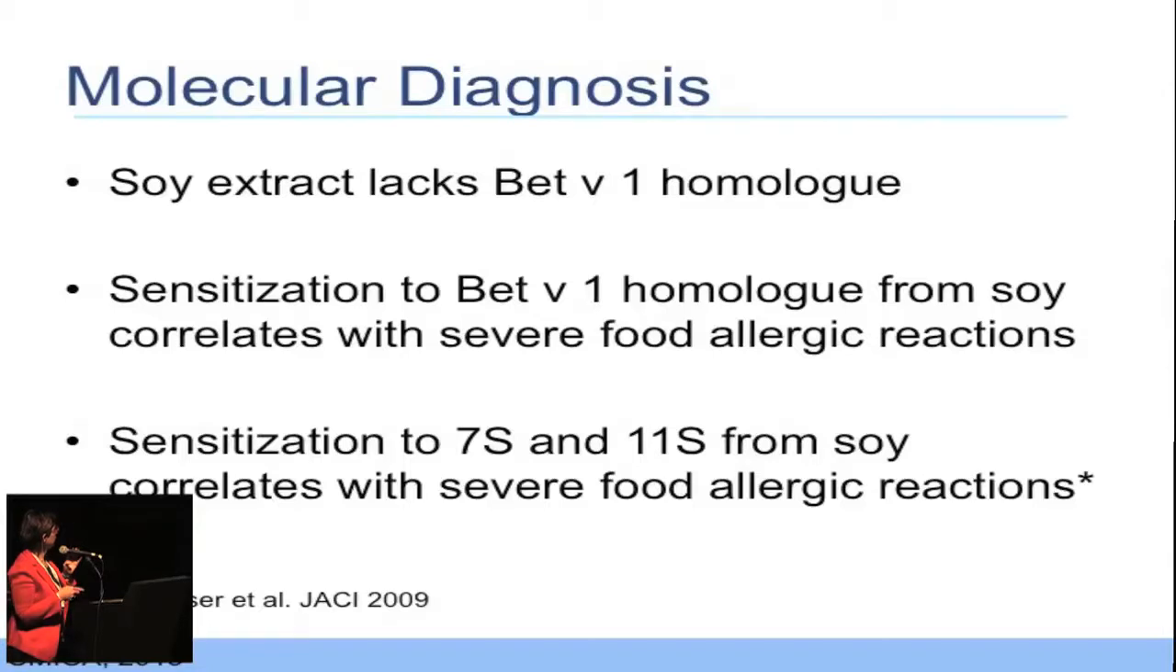In addition, the sensitization to these seed storage proteins, like the 7S and 11S from soy, correlates with severe food allergic reactions. And this has been already shown also by a German group and also by a Japanese group. So this, again, is helpful, I think, in formulating diagnosis and going to dietary recommendation.